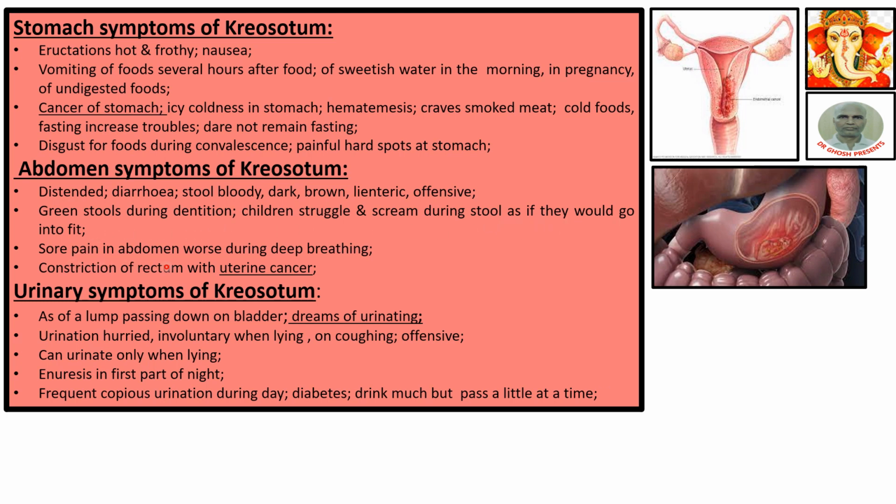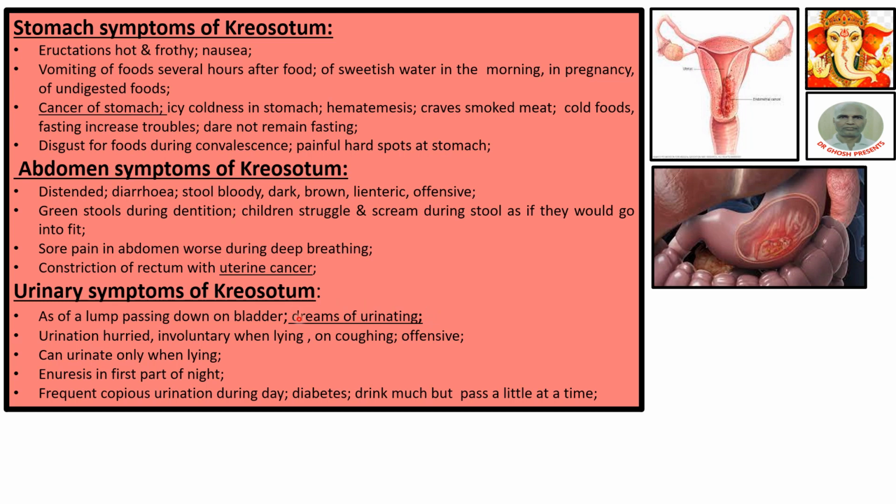Sore pain in abdomen, worse during deep breathing. Constriction of rectum with uterine cancer. Urinary symptoms of Kreosotum: as of a lump passing down on bladder. Dreams of urinating. Dreams of urinating is a very important symptom of Kreosotum.